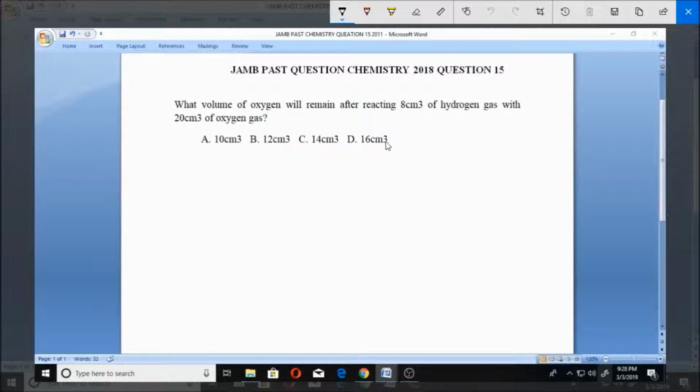Please take note, this 3 is actually a superscript. All the 3's on the cm³ are superscripts. Now, how do we solve this?